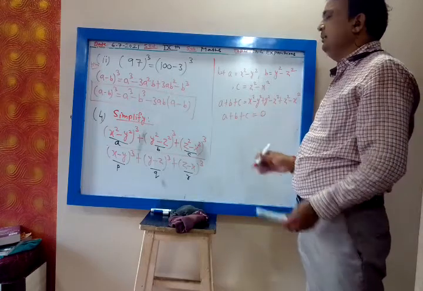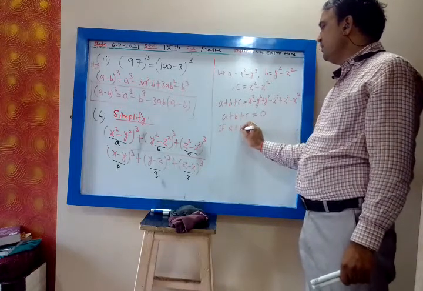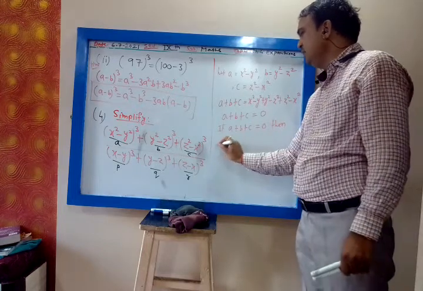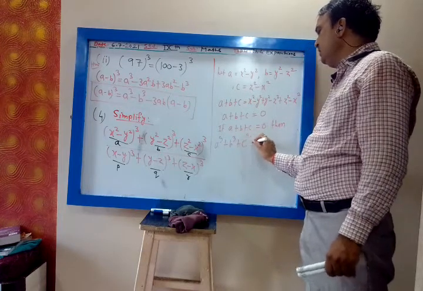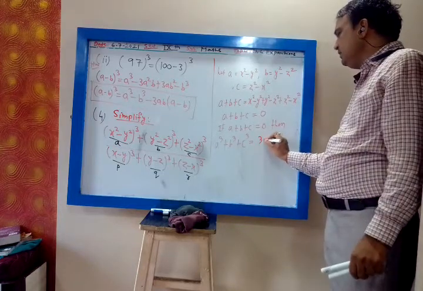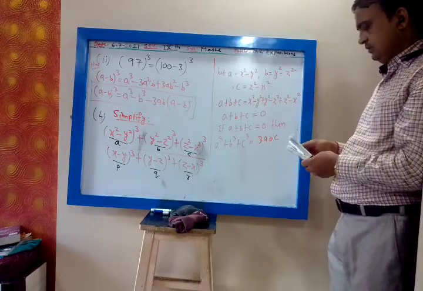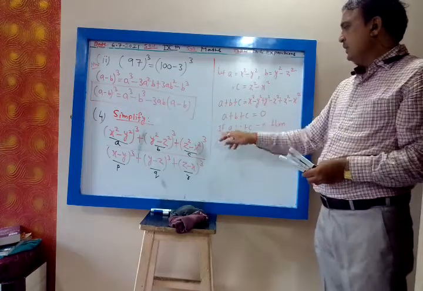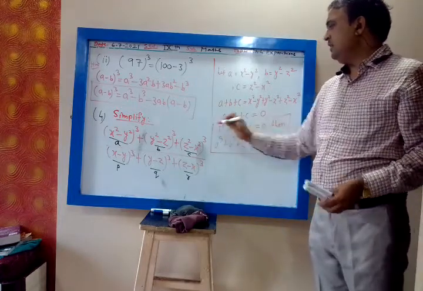Now you tell me, if a + b + c is 0, then what is a³ + b³ + c³? This result we have done, my dear. If a + b + c is 0, then a³ + b³ + c³ is 3abc. Just substitute the value of abc.